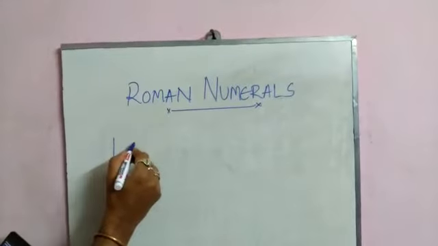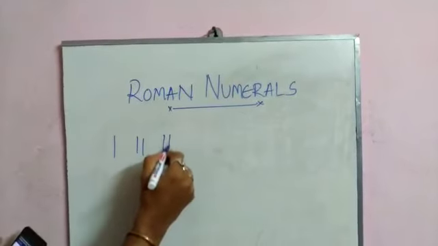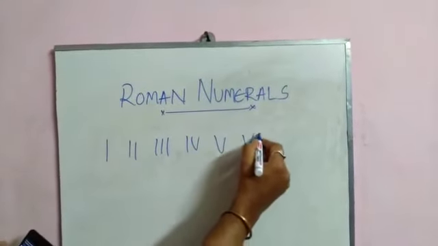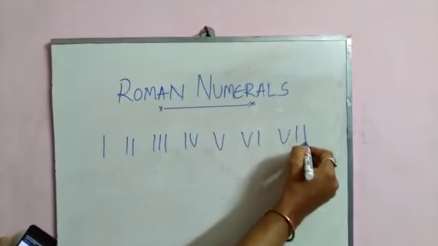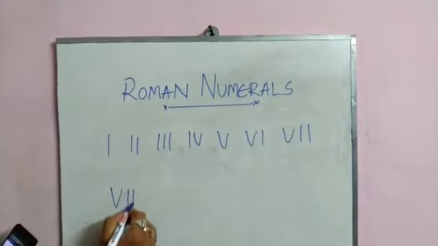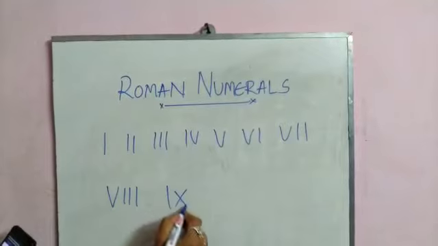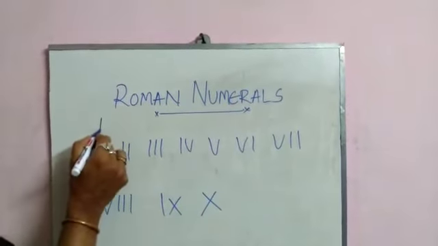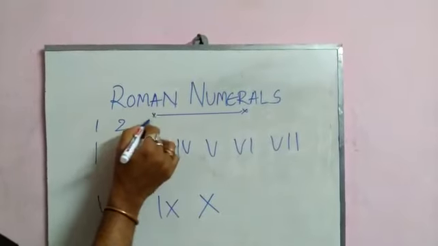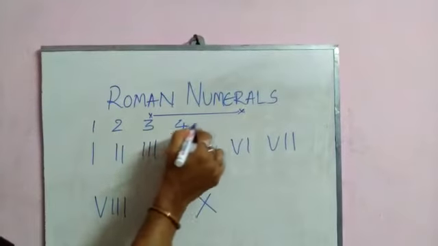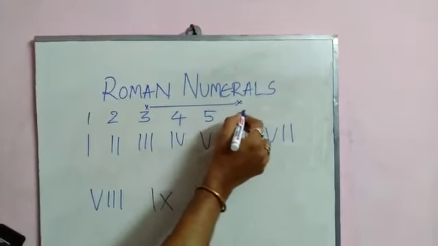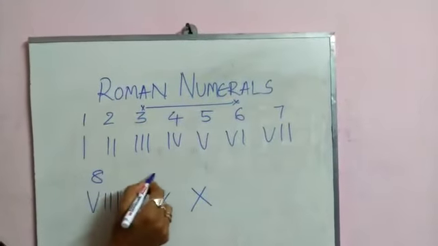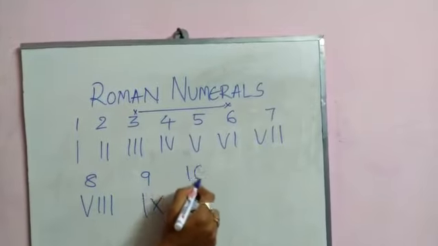So 1, 2, 3, 4, 5, 6, 7, 8, 9 and 10. I'll write the numbers also: 1, 2, 3, 4, 5, 6, 7, 8, 9 and 10.